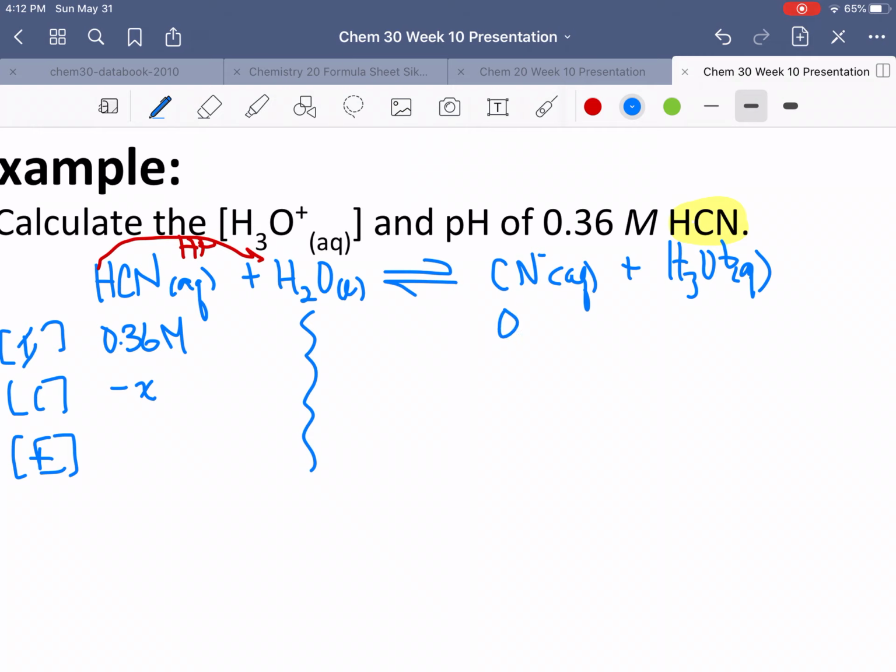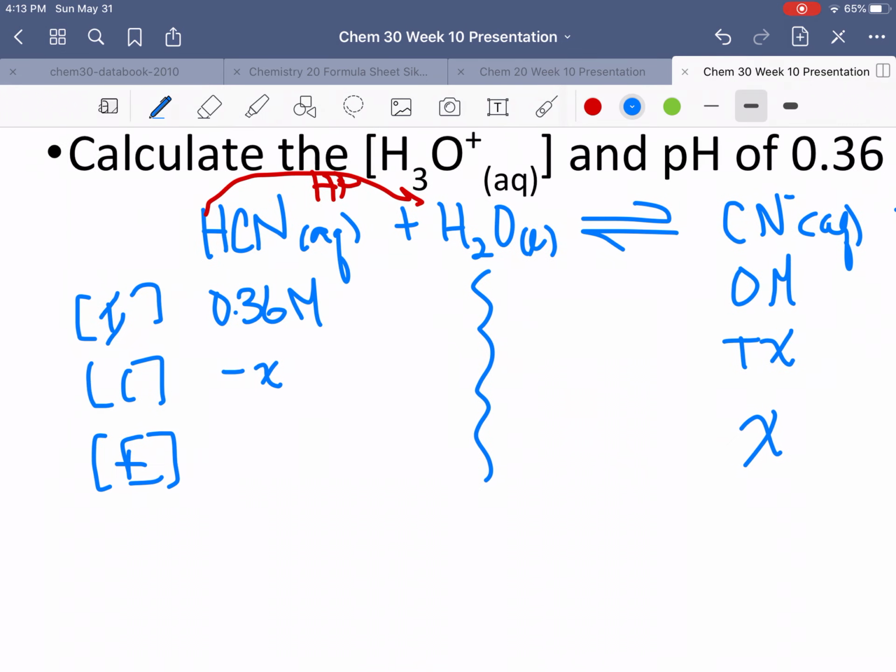Same as before, the cyanic acid is going to start at 0 moles, the cyanate is going to start at 0 moles, right? There's nothing there before it ionizes. The hydronium is also going to start at 0 molarity, nothing. If the cyanic acid goes down by X, this is going to go up by X, as is the hydronium. What is 0 plus X? It's X. 0 plus X, X. Easy. How about for the HCN?